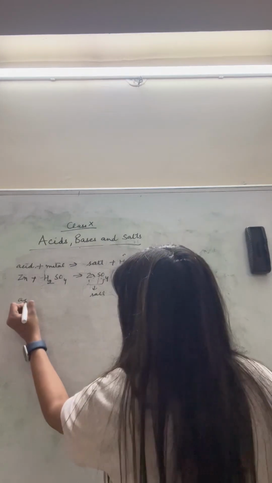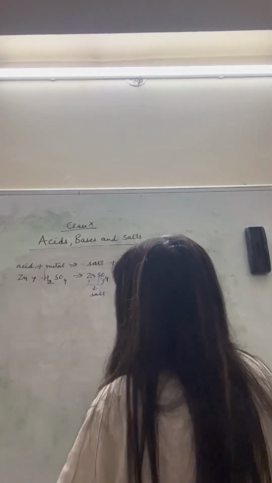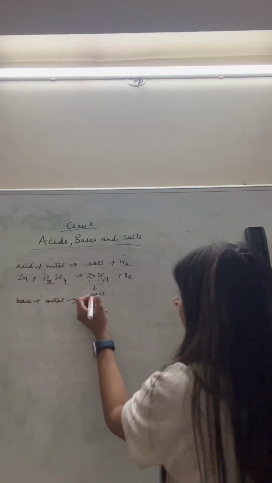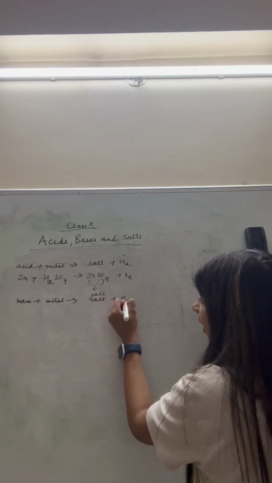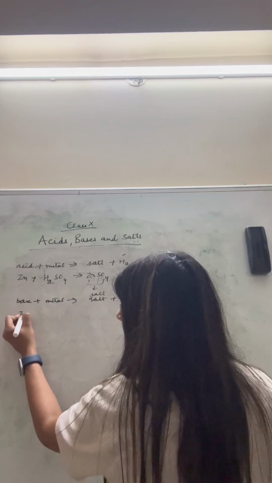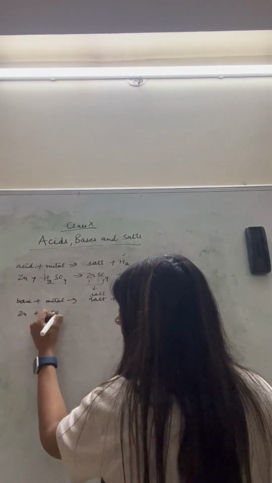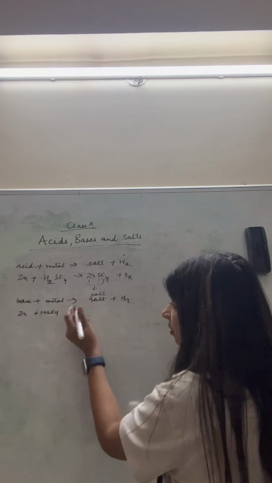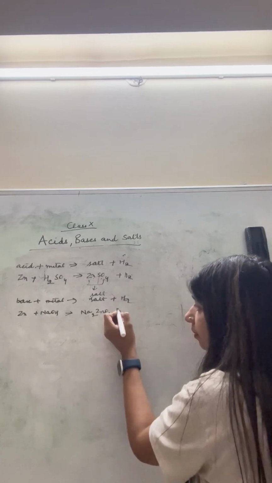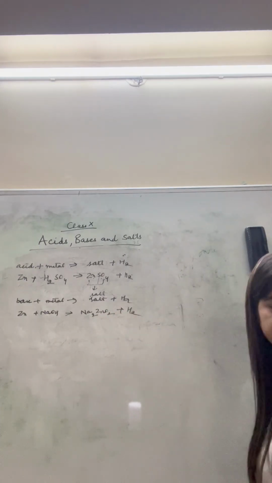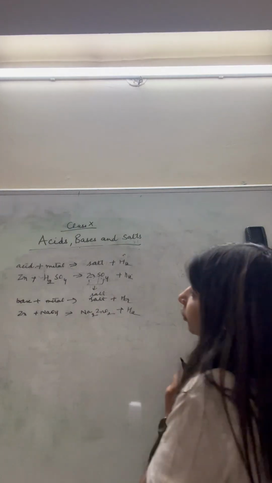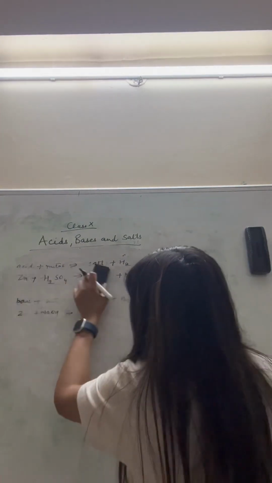While if we react a base and a metal together, still you will get a salt and hydrogen gas will be liberated. For example, we take zinc as the metal and the base NaOH. If we react both of them together, we will see that a salt is produced, that is Na2ZnO2, sodium zincate. Right? So now we will see another property.